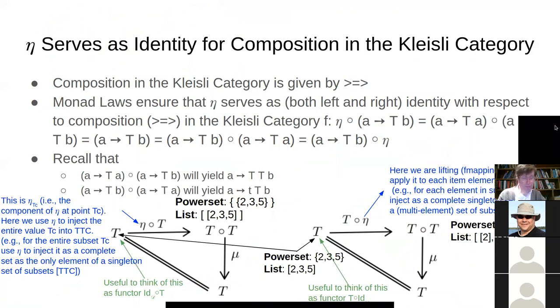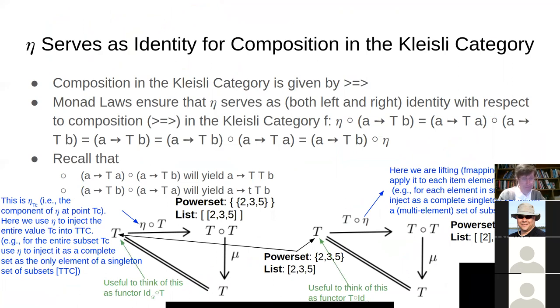Okay, so here's the thing. We have these two laws. These are two of the three monad laws. There's another one with associativity. These two are coming out of the triangle equalities, and they basically say how eta interacts with mu, and that eta is an identity. It's the unit element of when mu is considered as multiplication.